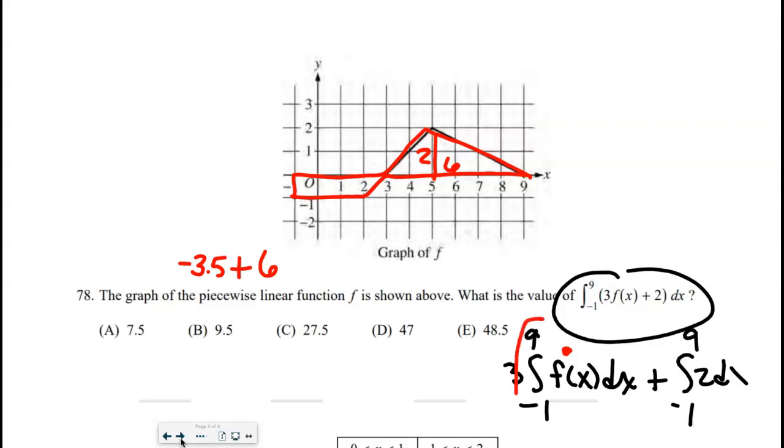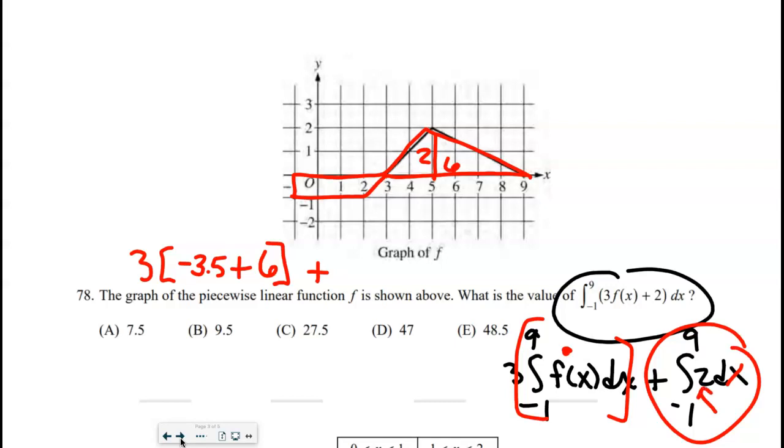Okay, that's this piece of it right here, guys. I need to triple it, and then I need to add to it. Now, there's 2 ways to think about this. This is the function f of x equals 2. It's a horizontal line up at 2. We are evaluating it from -1 to 9. It's going to contribute a 10 by 2 rectangle.